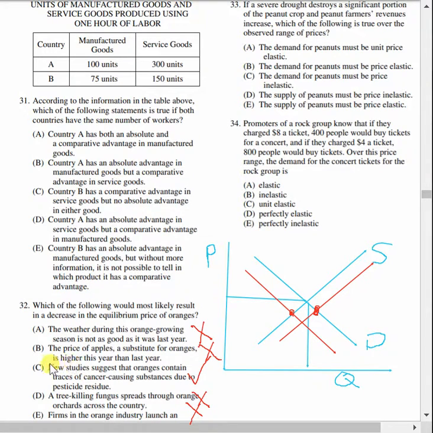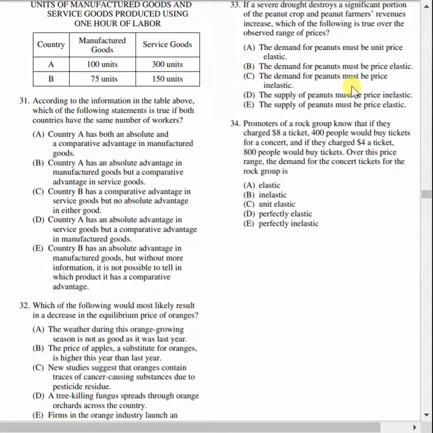Okay, number 33. If a severe drought destroys a significant portion of the peanut crop and peanut farmers' revenues increase, which of the following is true over the observed range of prices? So let's just go over a couple of terms before we take a look at the choices. Now this holds for both supply and demand curves. When we talk about a curve being inelastic, it's completely vertical. When something's inelastic, you'll have a very large change in price for very small changes in quantity.